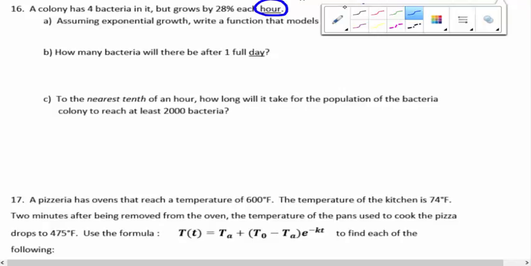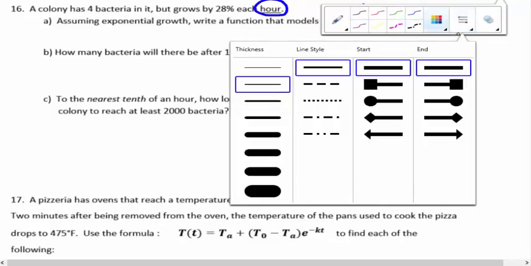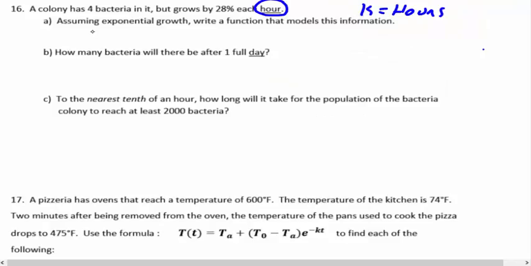So assuming exponential growth, we're going to use our exponential growth formula, which again is given to you on the reference sheet. I'll write it on the board or give you a reference sheet in class tomorrow for the quiz. So A equals A0. Now A0 is what you start with, so it's going to be 4 e to the KT, because we don't have a T0. T is time, and then 0.28 is going to be our K. So it's 4 times e to the 0.28 T.